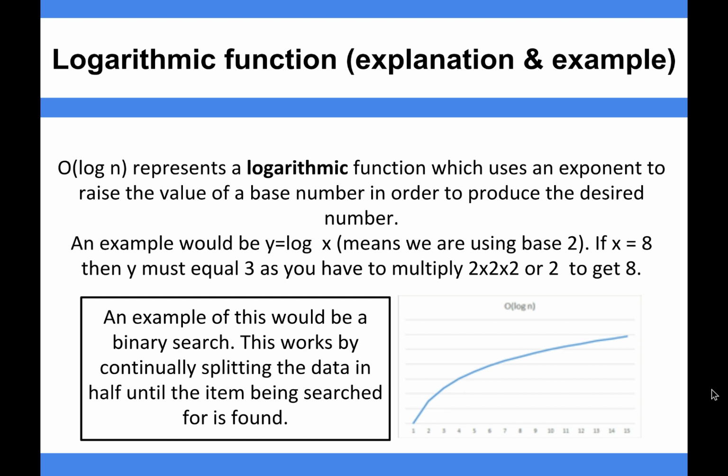Because remember, it might take, I'm just making this up, so this might not be right, but let's say you've got 10 items of data. You might have to look at four of them to work out whether something exists in a binary search. But let's say you've got 100 items of data, it still might only take you 12. So the impact the data set increasing has is minimal. So that's known as a logarithmic function. It's represented as O log n.